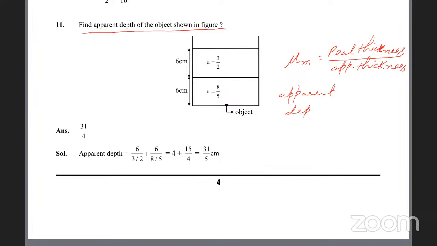Apparent depth is equal to the real thickness by refractive index. Since there are two media, the apparent depth is equal to T1 by mu1 plus T2 by mu2. Apply this formula, and you'll get 31 by 5 meters.